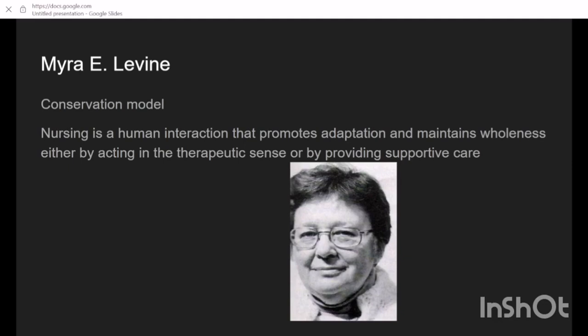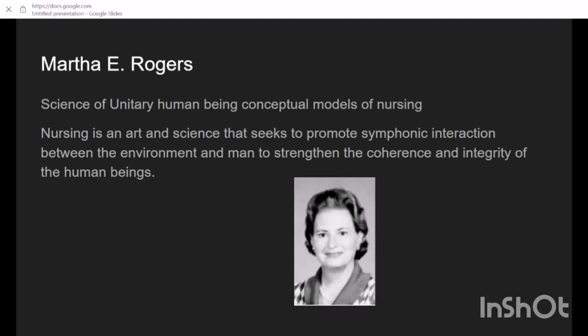Martha E. Rogers, Science of Unitary Human Beings. Conceptual model of nursing is an art and science that seeks to promote symphonic interaction between the environment and man to strengthen the coherence and integrity of human beings.